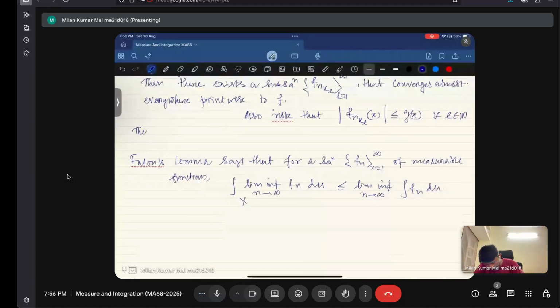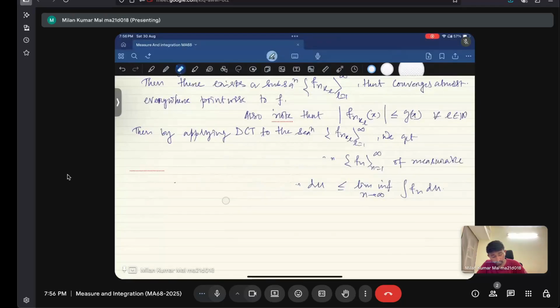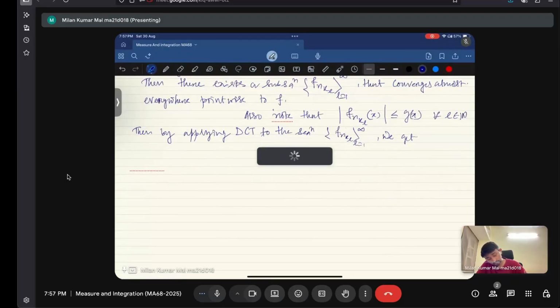Then applying DCT to the sequence, we get f is integrable in the first place, and limit l tends to infinity, integration f n_k choose l d mu is equal to integration f d mu.